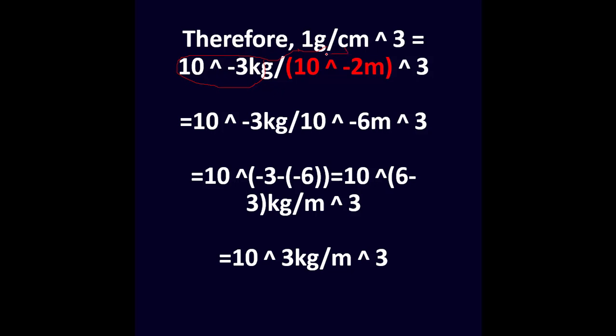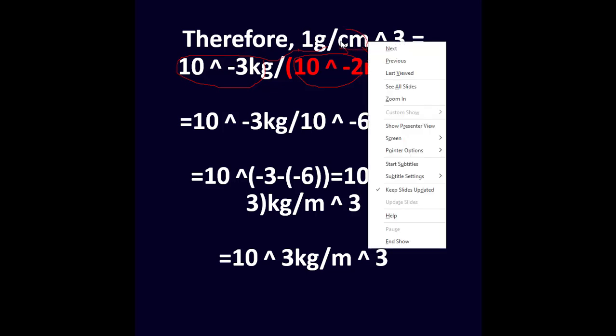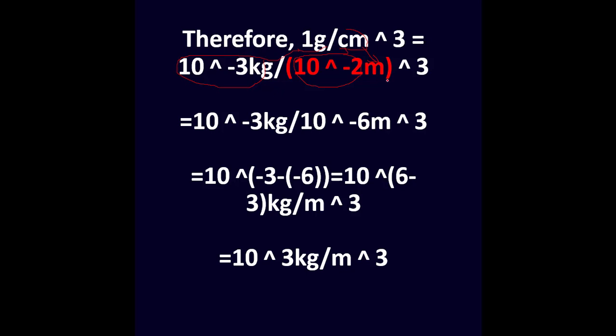So this is our centi, which is 10 to the power negative 2, and we keep the meters. Now note that both the centi and the meter are raised to the power 3. That is why over here we have our centi and meter, and we raise both by the power 3.